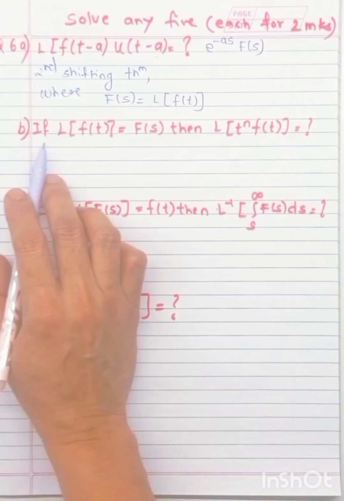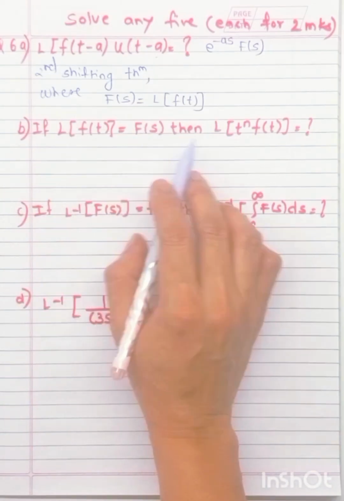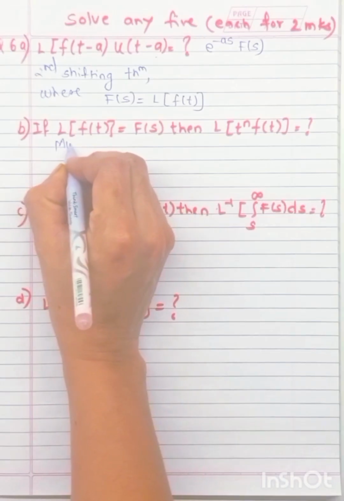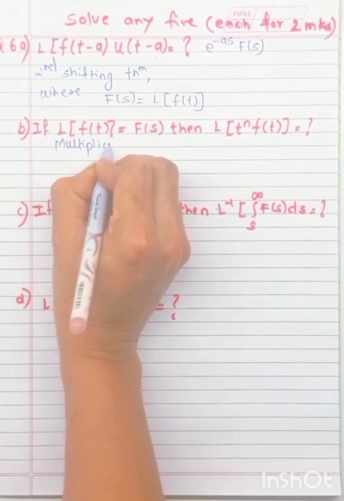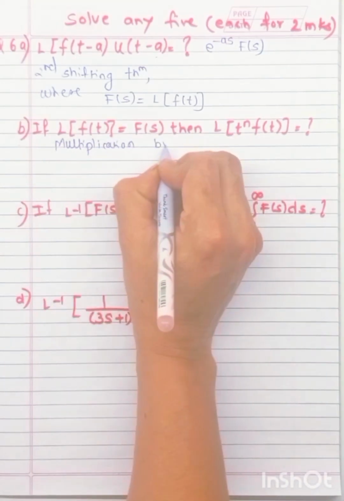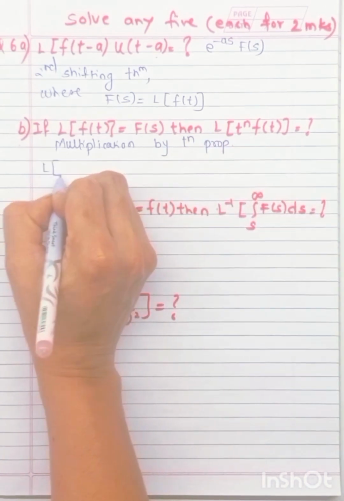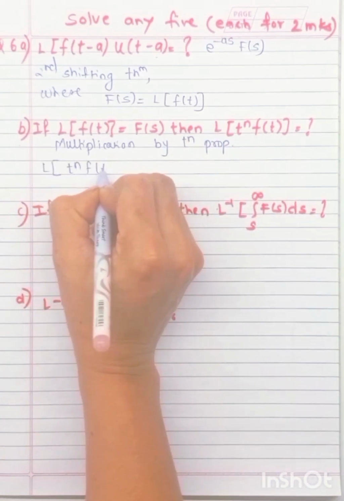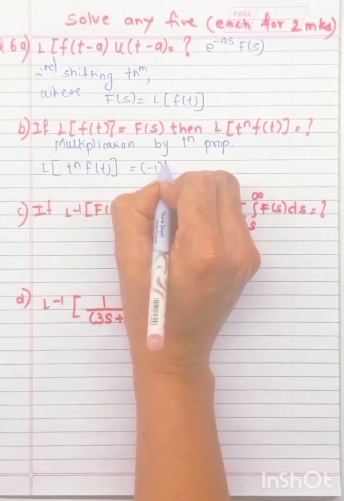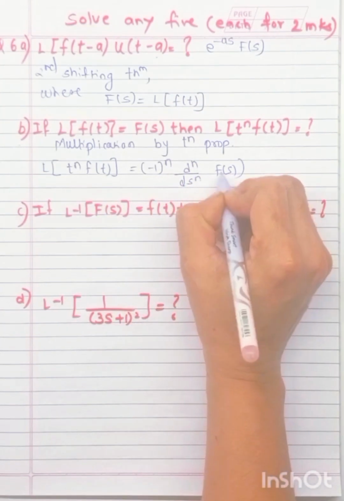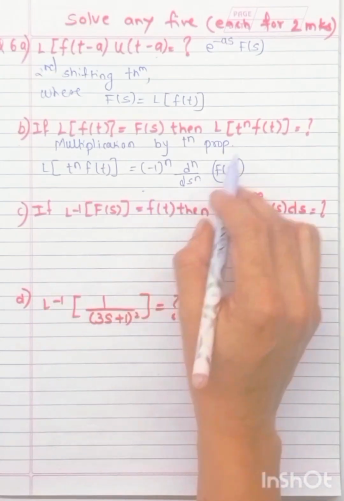Then next question is B. If L of f of t is f of s, then L of t raised to n f of t is nothing but what? Now here we are applying the multiplication by t raised to n property. So multiplication by t raised to n property, L of t raised to n f of t is minus 1 raised to n d raised to n ds raised to n f of s. Okay, this is the final value of this question.